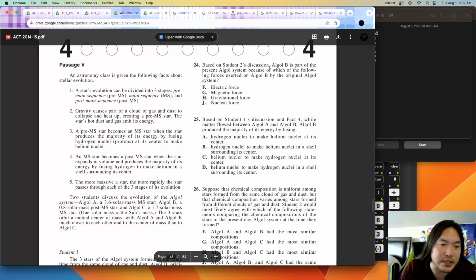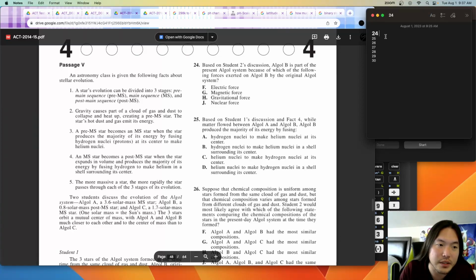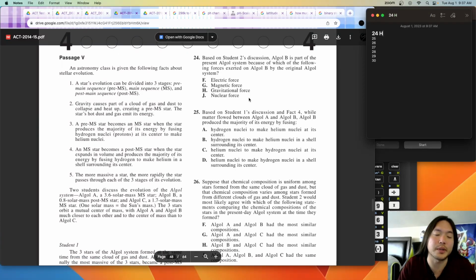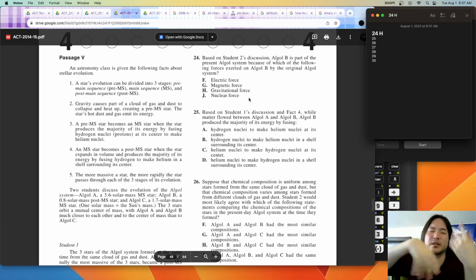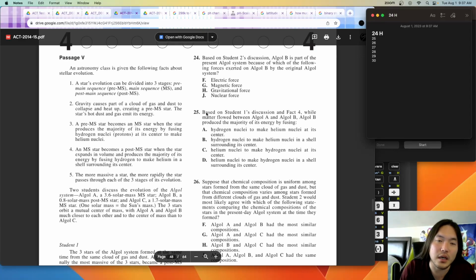Based on student two's discussion, angle B is part of the present angle system because of which of the following forces exerted by angle B by the original angle system? Well, it has to be gravitational force, right? So they're saying that angle B was just some star hanging out by itself, but the angle B crosses the angle system, and then the gravity forces them to start orbiting each other.